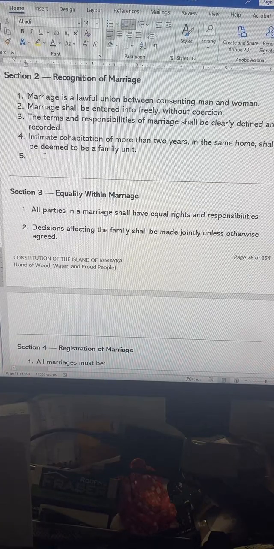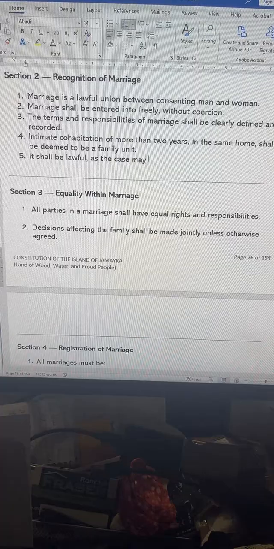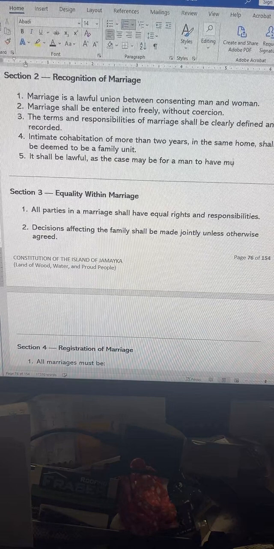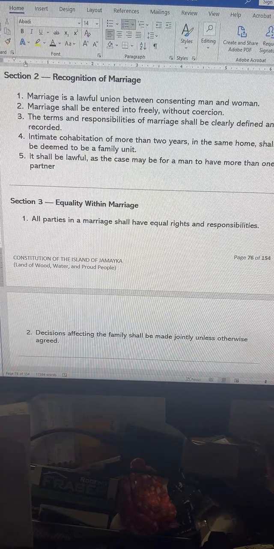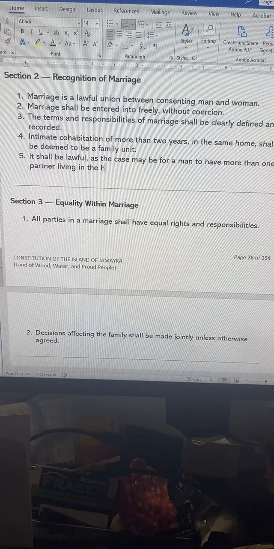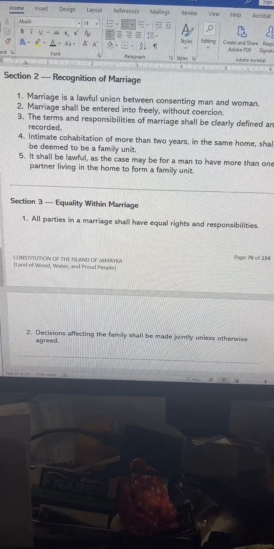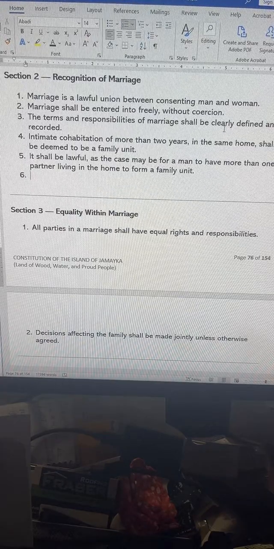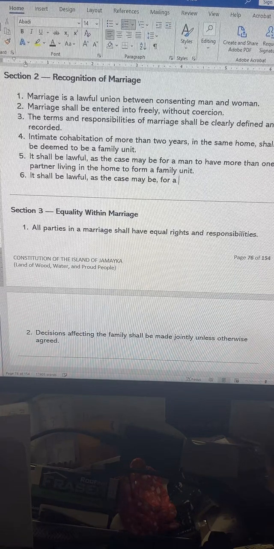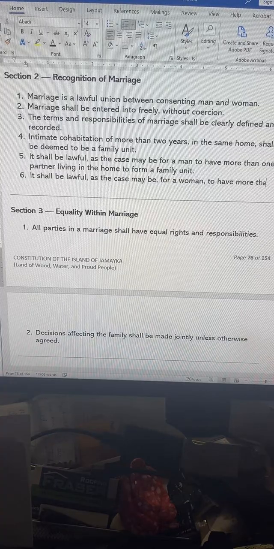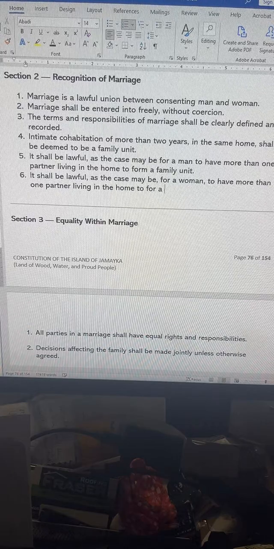Very specific. Right? All right. It shall be lawful, as the case may be, for a man to have more than one partner living in the home to form a family unit. Again, this is all about family. This has nothing to do with people who want to just go out there and have fun. This is about family building. It shall be lawful, as the case may be, for a woman to have more than one partner living in the home to form a family unit.